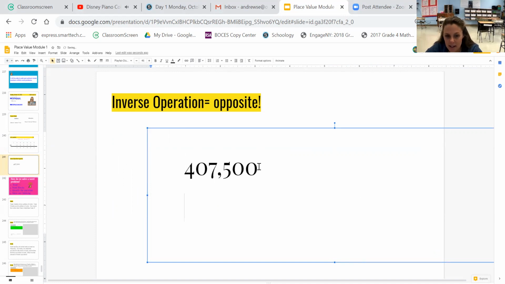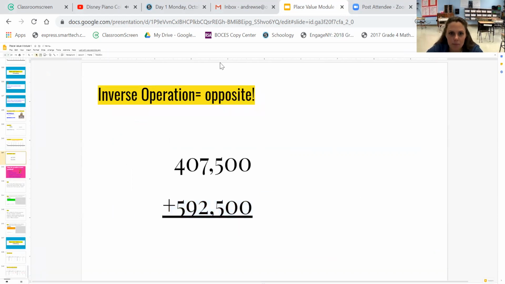So I had 592,500. Sorry that they're not perfectly lined up, but I didn't do a table. Let's see here. So I start in my ones place. 0 plus 0 is 0. 0 plus 0 is 0. 5 plus 5 is 10, so I have to regroup. 7 plus 1 is 8. 8 plus 2 is 10. Sorry, I forgot my comma. 1 plus 0 is 1, plus 9 is 10.